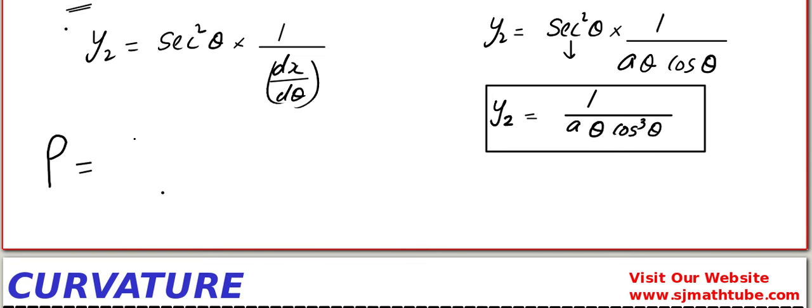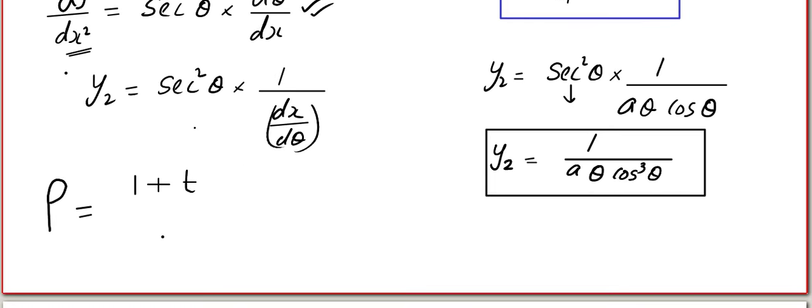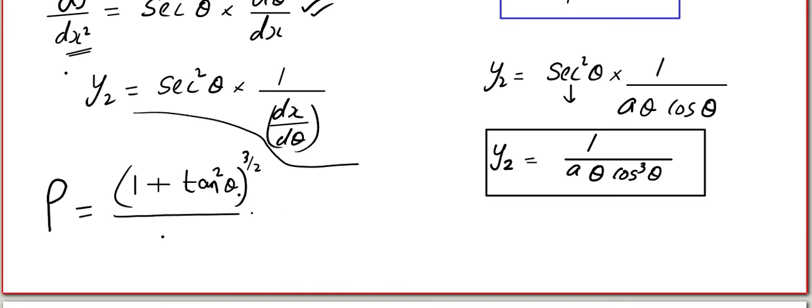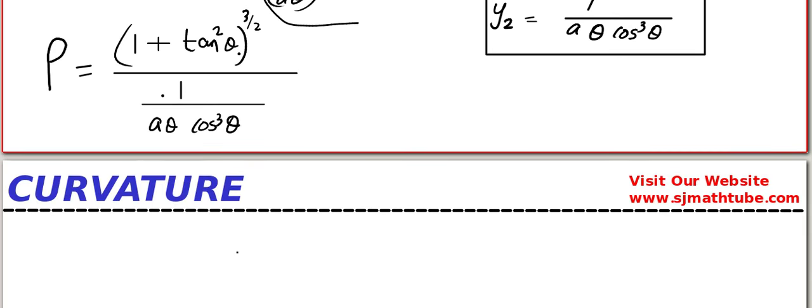So that's it. So we can apply the formula we learned yesterday. So the radius of curvature is given by 1 plus y1 squared. What is y1? Tan theta. So 1 plus tan squared theta the whole power 3 by 2, the whole divided by 1 by a theta cos cube theta. What is 1 plus tan square theta? Sec square theta. Whole power 3 by 2 gives sec cube theta. It's not the first time, we have seen this so many times. Multiplied by the reciprocal, a theta cos cube theta.